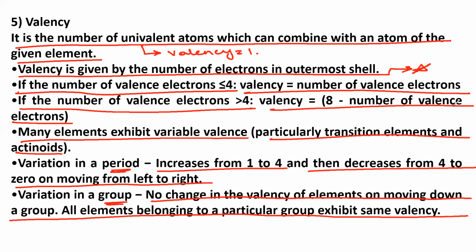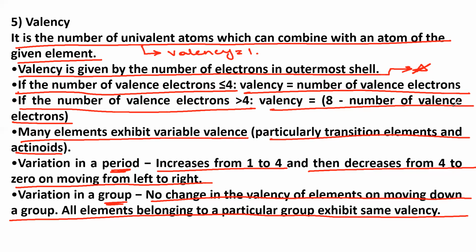All elements belonging to a particular group exhibit the same valency. For example, if we take first group elements, lithium, sodium, potassium, rubidium, cesium, and francium, they have valency only 1. Second group elements like beryllium, magnesium, calcium, strontium, and barium, they have valency 2. Third group elements have valency 3. Fourth group elements have valency 4. Fifth group elements have valency again 3.